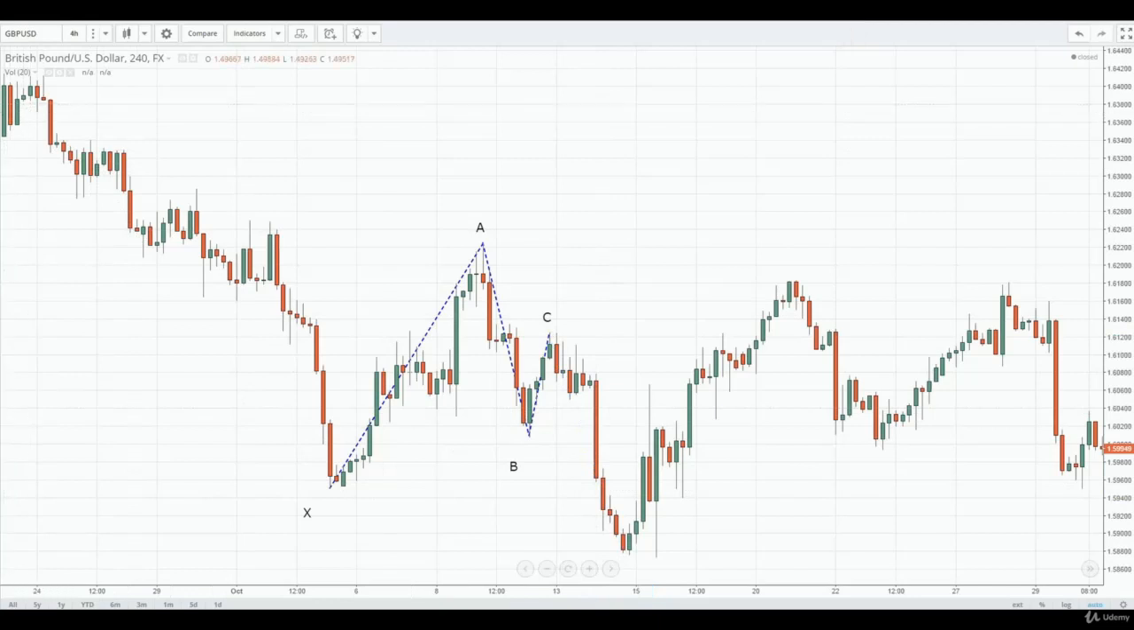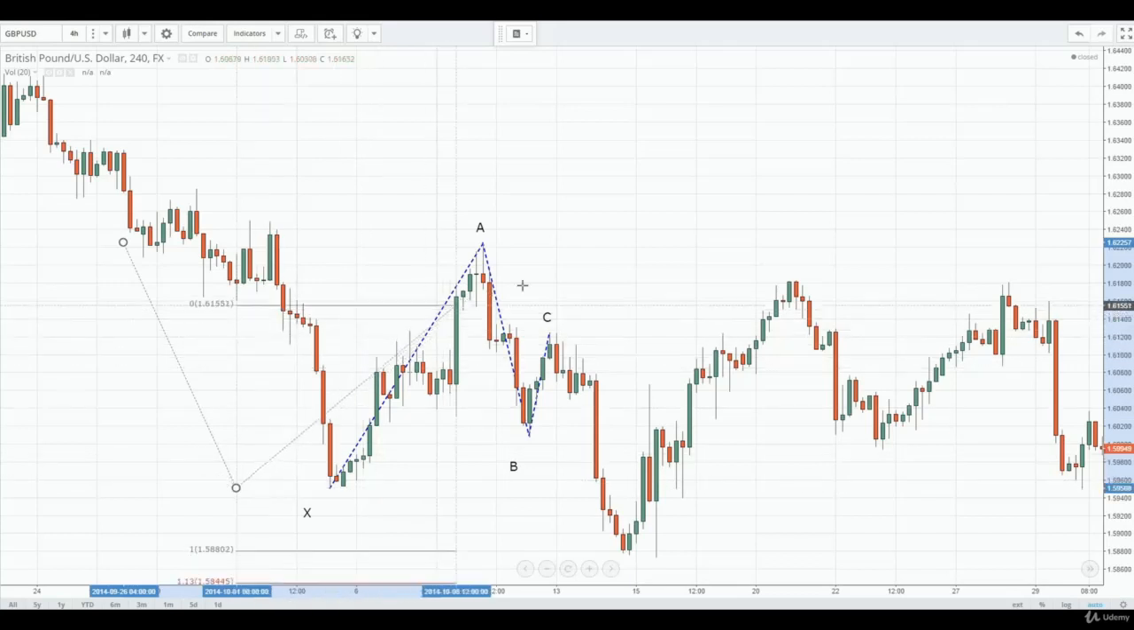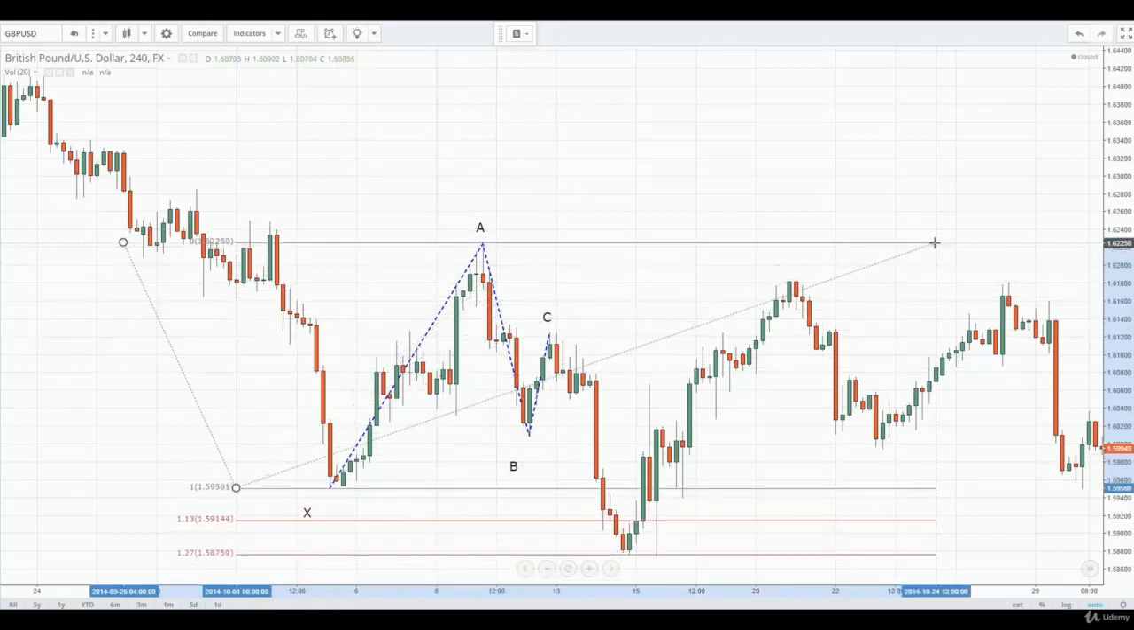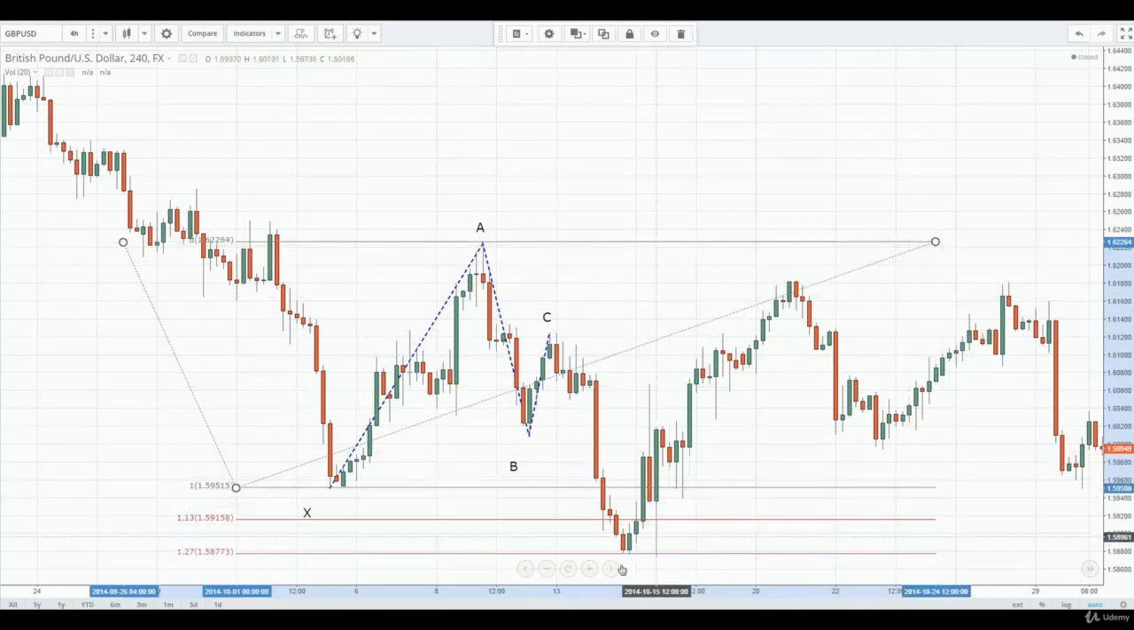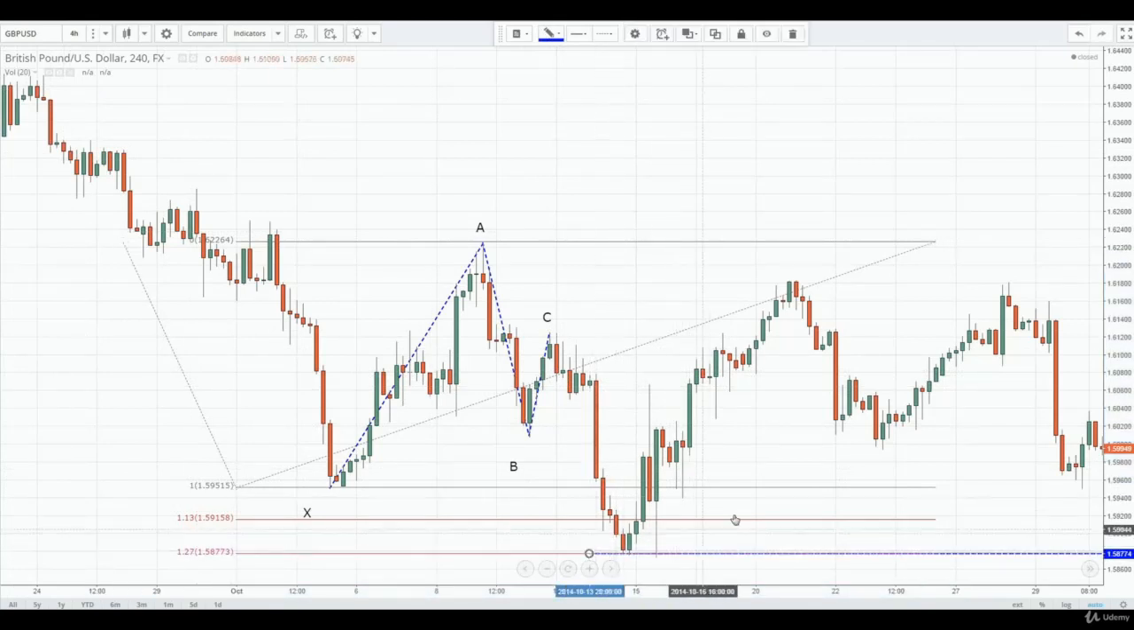So the first and most pivotal of all of them is going to be the X to A extension. So we are looking for a 127 X to A extension. Obviously we can go to a 1618, but the way we trade it is we don't even use the 1618. We only use the 127 because this is the most critical of all numbers to us. So we literally just tap the 127, which is a good thing because it will usually respect this level. So the 127 comes in at a perfect area, and we'll put a little ray there.